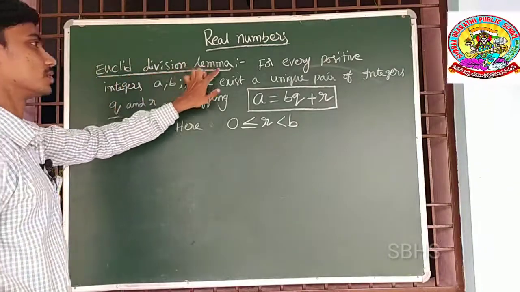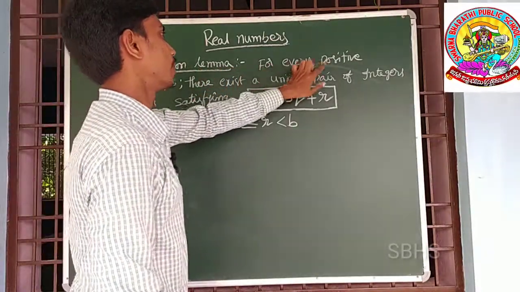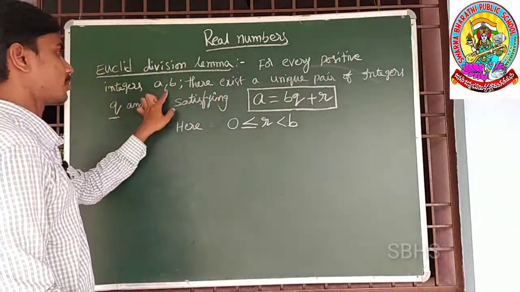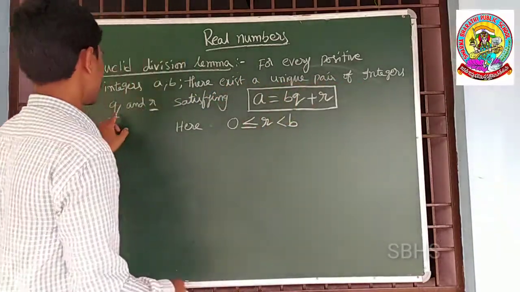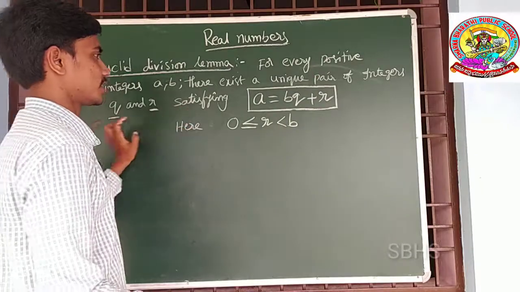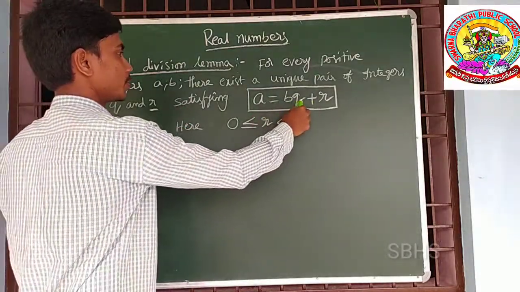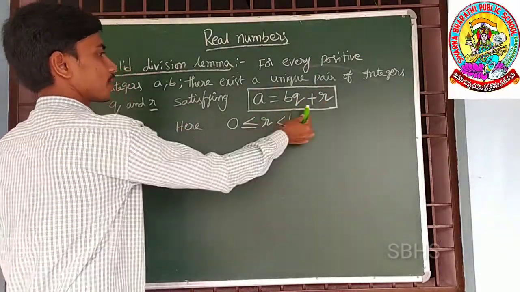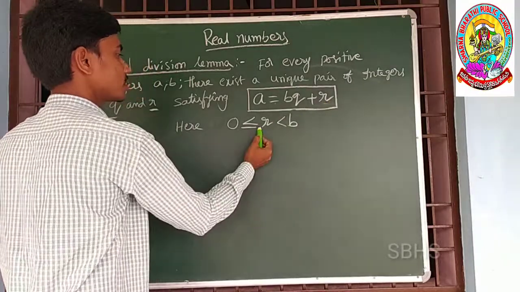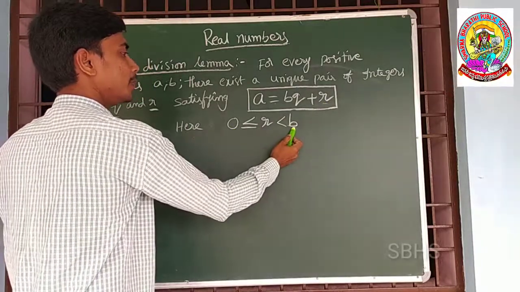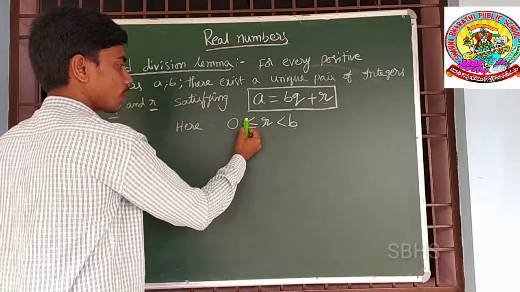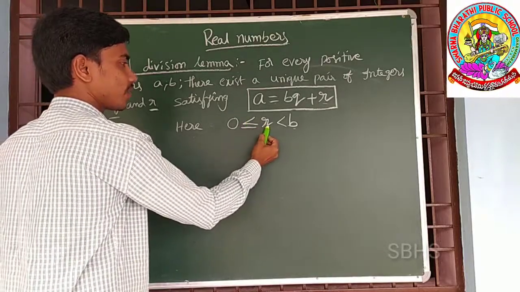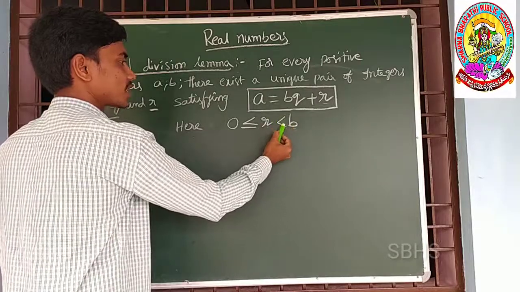Euclid division lemma. For every pair of positive integers a, b, there exists a unique pair of integers q and r, satisfying the condition a is equal to bq plus r. Here the value r lies between 0 and b. The value may be equal to 0 or greater than 0. Here the value of r is always less than b.